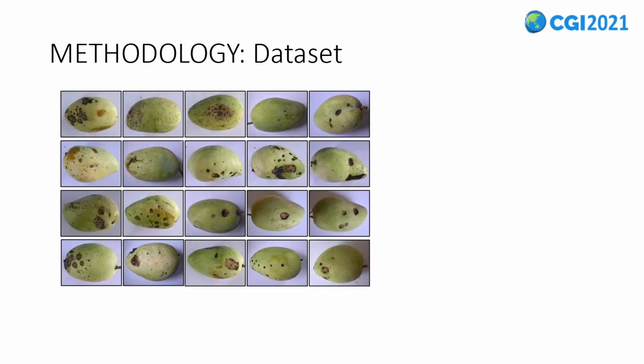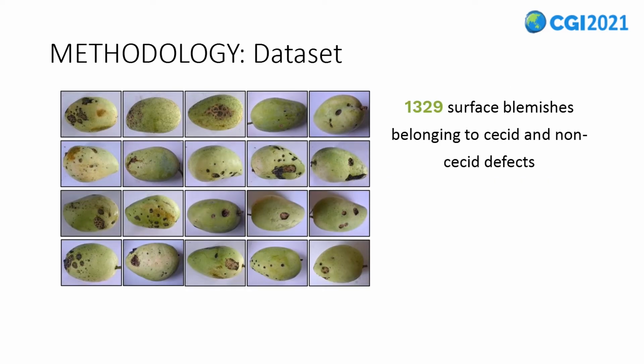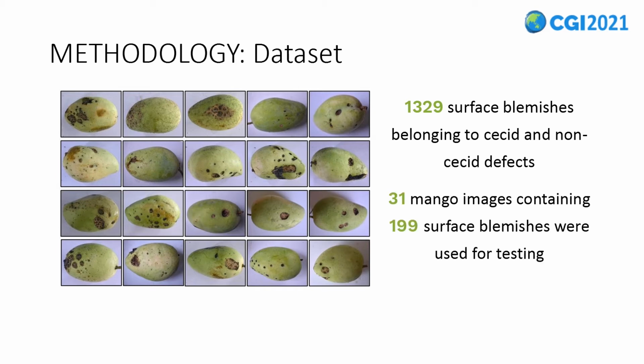A total of 1,329 surface defects were collected from 318 Carabao mango pictures to create our dataset. The images were taken in both natural and artificial lighting with a whiteboard as a backdrop, and each image contains exactly one mango object. 10% or 31 images from the dataset containing 199 blemishes were used for testing.